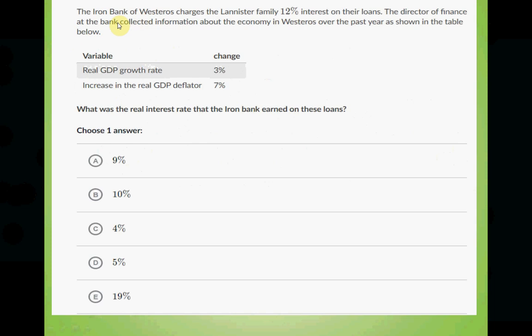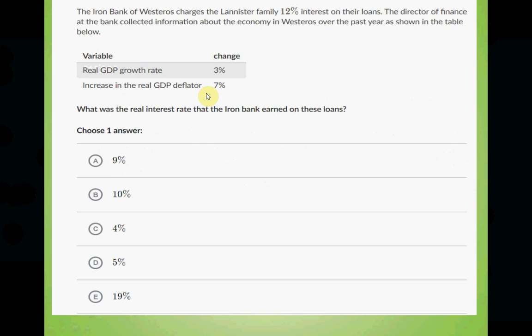Okay, so the Iron Bank was charging the Lannister family 12% interest, and then we have these numbers here. But which one do we use? Well, remember the GDP deflator. Go back to Unit 2 and review GDP deflators, especially if you're lost on that. The GDP deflator is another way of tracking the change in the price index. So it's basically another way of saying inflation.